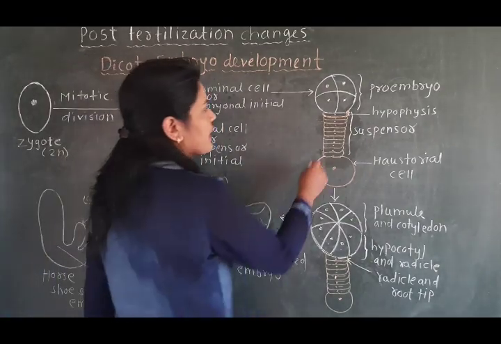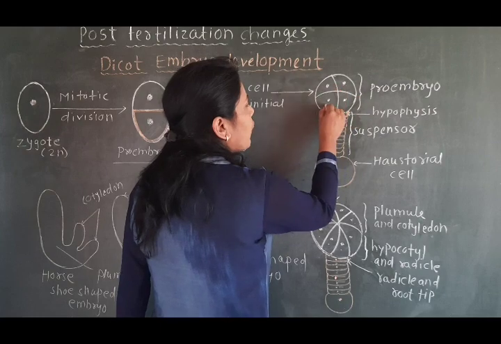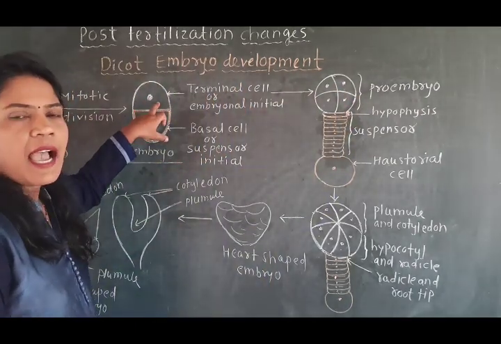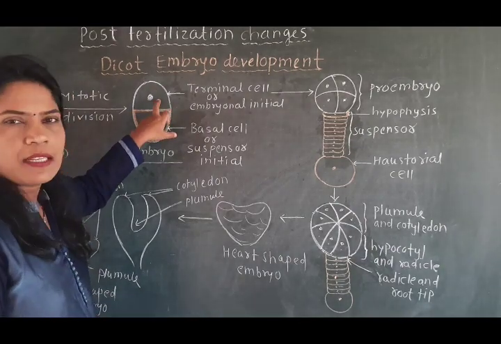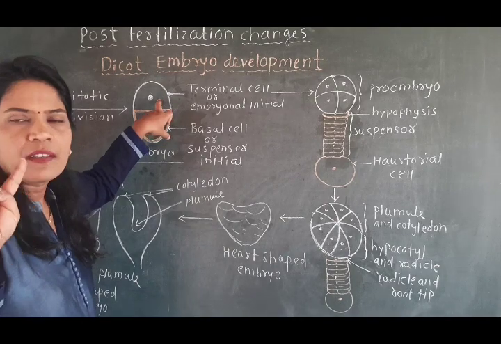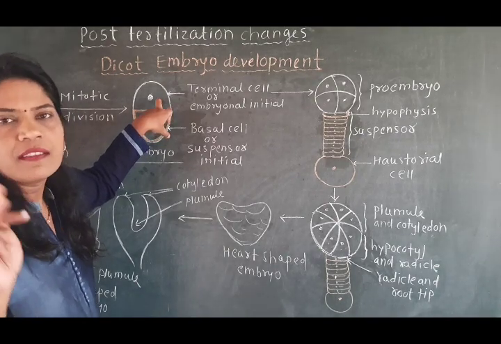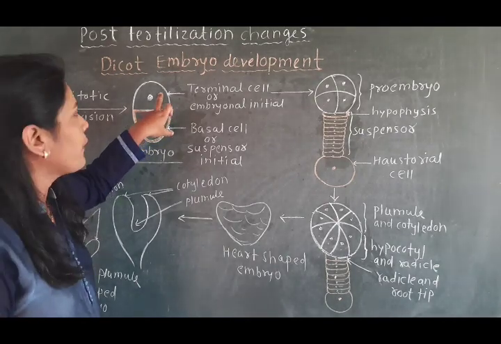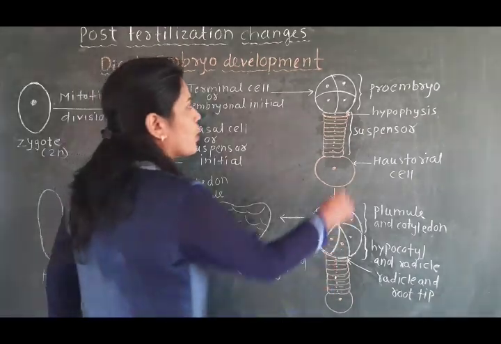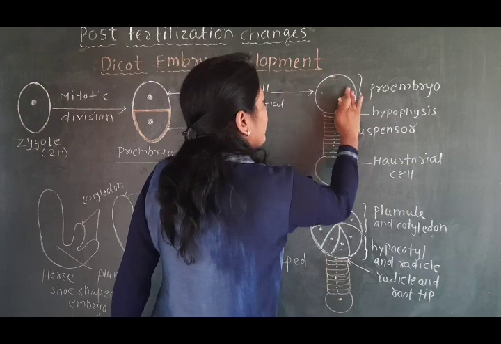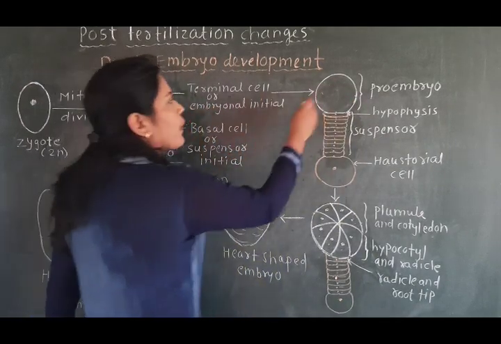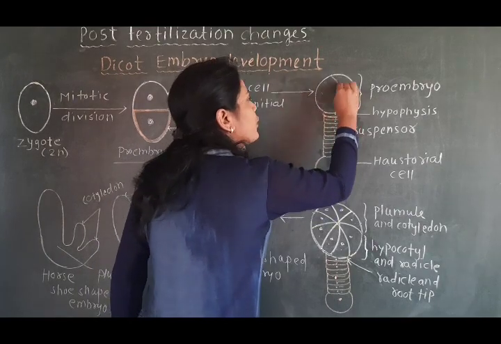This terminal cell, which is near the chalaza end, undergoes further division, and there is the formation of a stage that is called the 4-cell stage. What happens here? First, I say that this terminal cell undergoes 3 mitotic divisions. By the first mitotic division, see here, I will draw it again here, this terminal cell forms 2 cells.